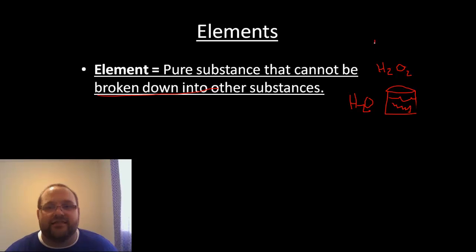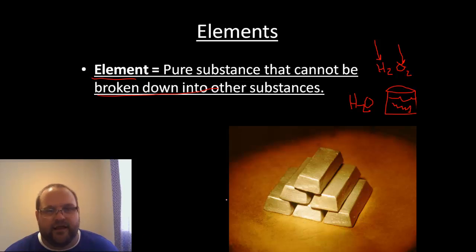Now, there is nothing I can do to separate hydrogen gas. I can't break it down into other substances because it's made up of just hydrogen. So this hydrogen here is an element. It cannot be broken down into other substances. Same with oxygen here. It cannot be broken down into any other type of matter with different properties. A great example of an element is gold.